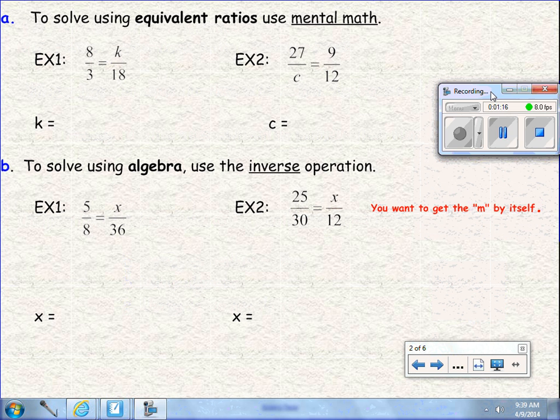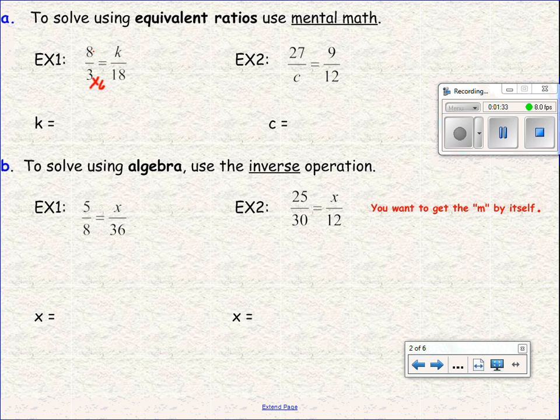In A, we're asked to solve using equivalent ratios. Equivalent ratios is the same thing as saying mental math. You can do it in your head. Okay, so in example 1, we multiply the numerator and denominator by 6. So K is equal to 48. This is the way I want your answer to be. The variable is equal to the answer.